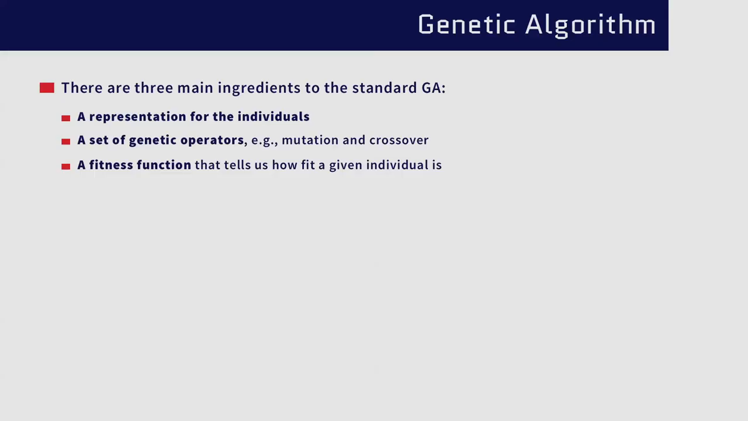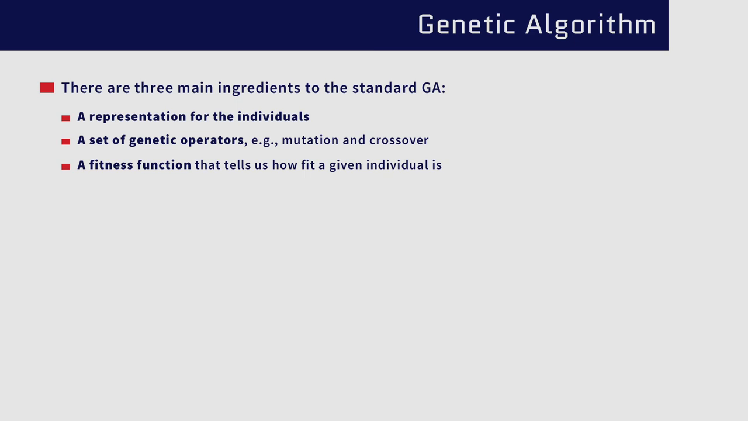Keeping this example of high-performing antennas in mind, let's get back to the standard genetic algorithm. We will define it a little bit more precisely now. There are three main ingredients to the standard genetic algorithm. The first ingredient is the representation for the individuals or candidate solutions. We need to define the search space of the algorithm. We need a scheme for encoding the individuals by recording what we call the genotypes or chromosomes.